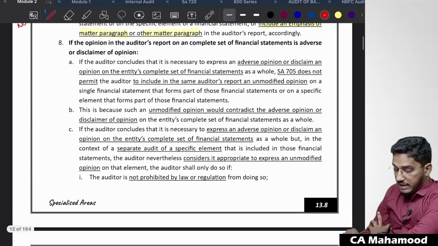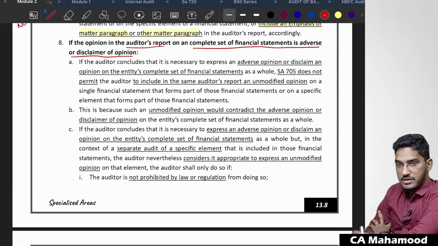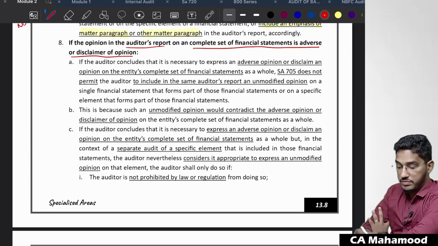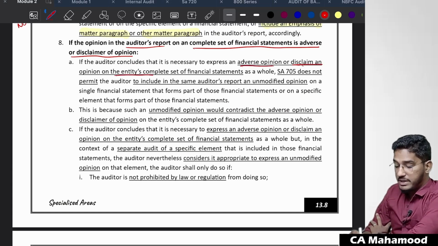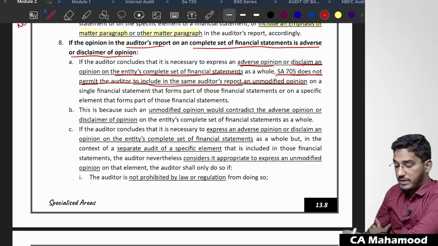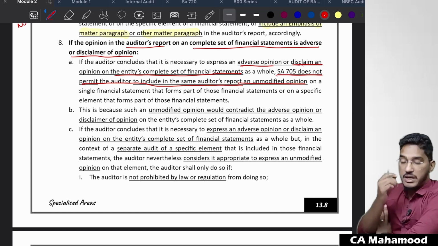Next. If the opinion on the auditor's report on the complete set of financial statements is adverse or disclaimer. So this is the second point. If the complete set of financial statements contain adverse opinion or disclaimer of opinion, then what you should do? If the auditor concludes that it is necessary to express an adverse opinion or disclaimer of opinion on the complete set of financial statements as a whole, SA 705 does not permit the auditor to include in the same auditor's report an unmodified opinion on a single financial statement that forms part of those financial statements or on a specific element that forms part of those financial statements.